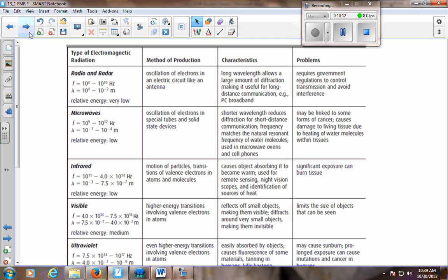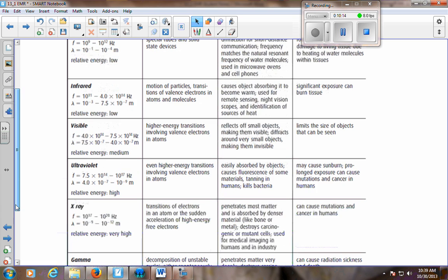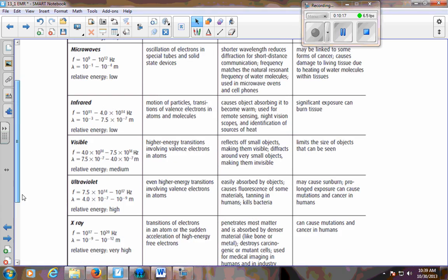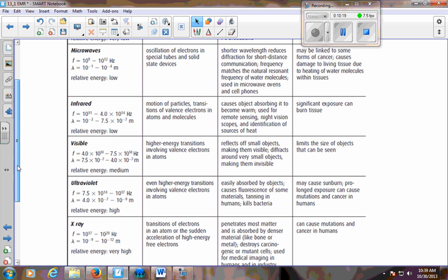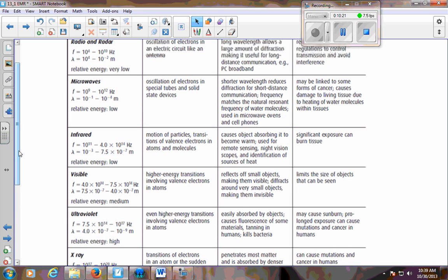Just a couple quick things here. This is the same kind of table that I put in your notes so that you've got a copy of it. How do we create EMR? Well, we simply said we need a changing electric field. Well, how do we produce that?